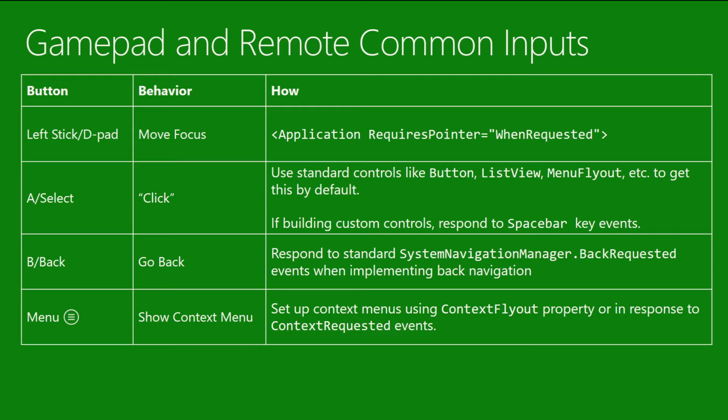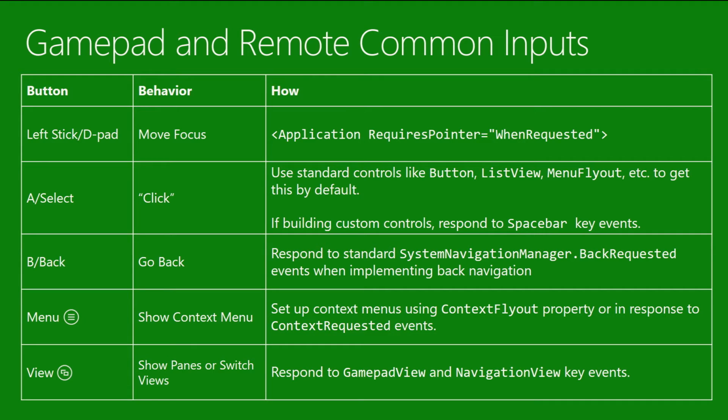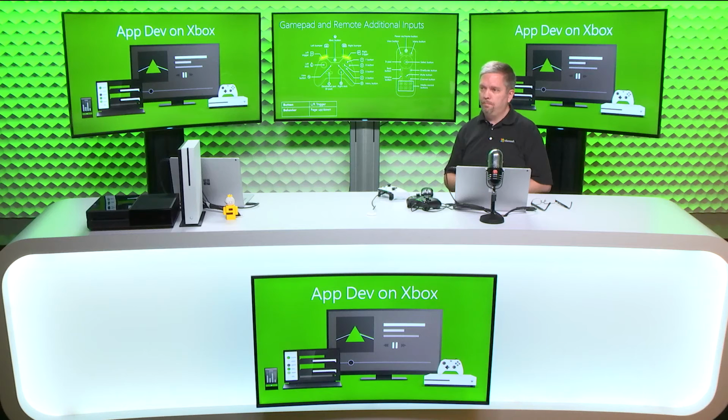The menu, what looks like the little hamburger menu there, again, this is like the right click. This is a context menu. If you run a desktop, this might bring up a menu, might bring up a pop-up, something like that. But you want to make sure that you can also handle that within your app. And on the left-hand side, you may want to show some panes, switch views, and you just respond to gamepad view and navigation view events. Obviously, that button does not exist on my keyboard anywhere, so that is something unique that you have to take advantage of if you want to put that within your app.